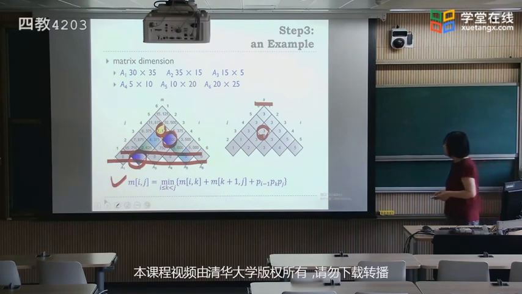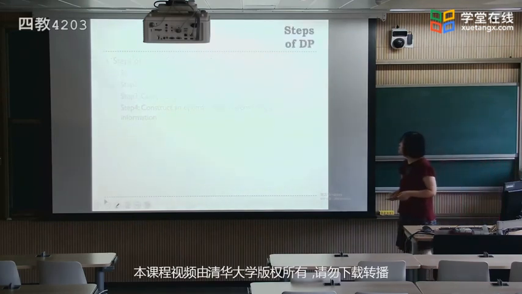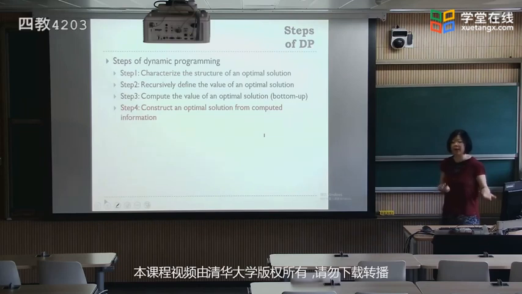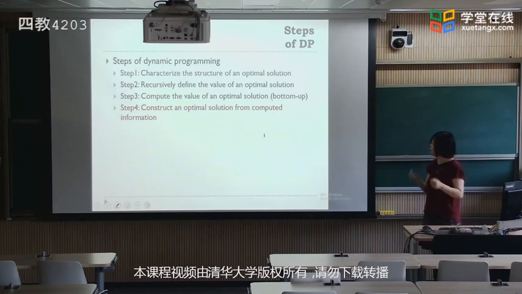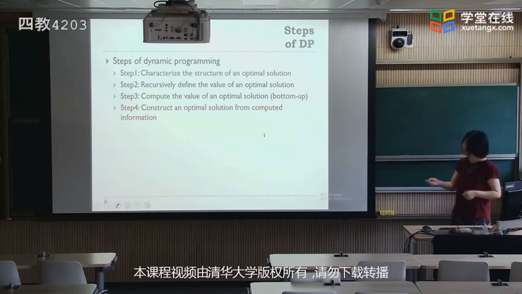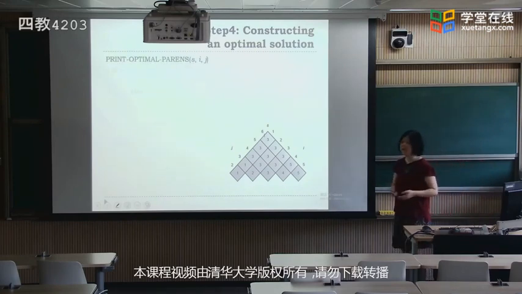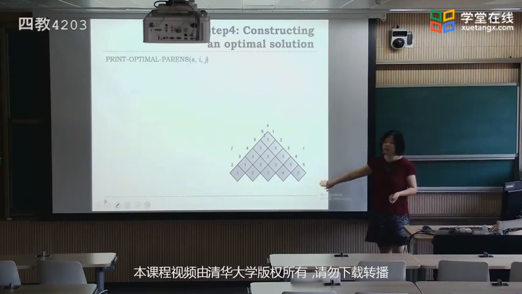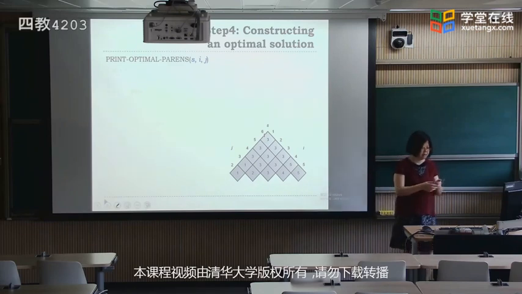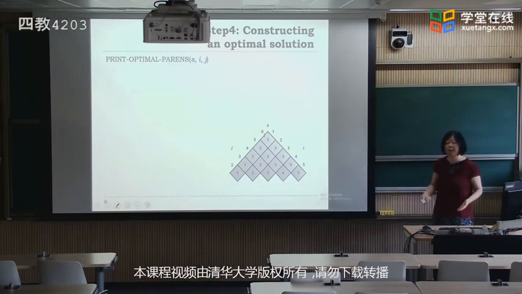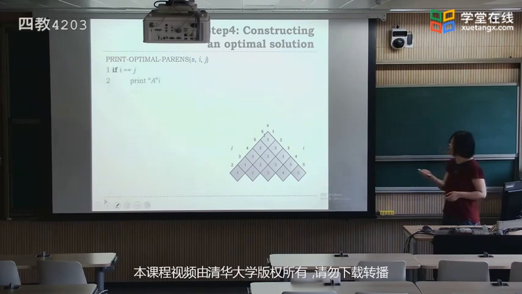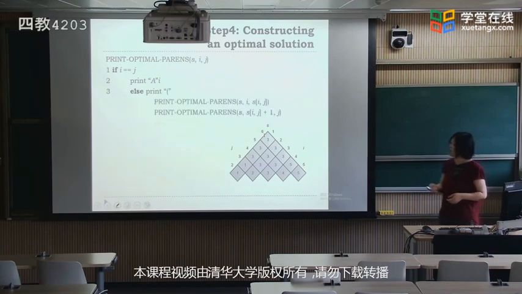So this is an example of the calculation of M[i][j]. Now, the last step is an optional step. For some applications, we do need to construct the actual optimal solution. Okay? For example, we can have a recursive function, and we use the information we stored in the table S to actually construct the parenthesization of the optimal order. And I leave this as an exercise for you to see how this recursive function works.